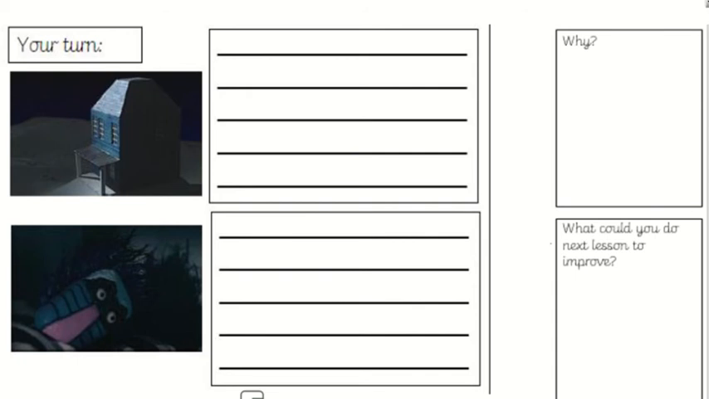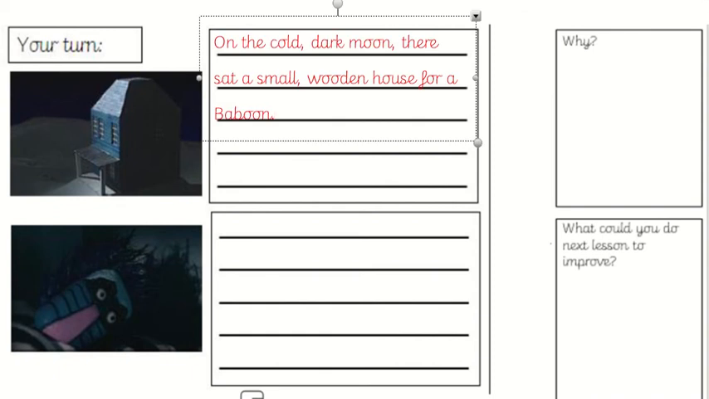So we are looking to create ourselves a sentence with a fronted adverbial. So let's think about the place. Could you have on the moon, comma, there sat a small blue wooden house. You could then improve it if you're looking to challenge yourself to make your fronted adverbials even better. You could say on the destitute and cold moon. So think about how you would use your sentence. So here's my example. On the cold, dark moon, there sat a small wooden house for a baboon.